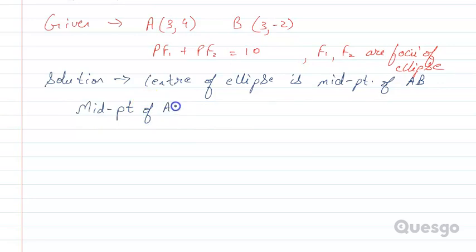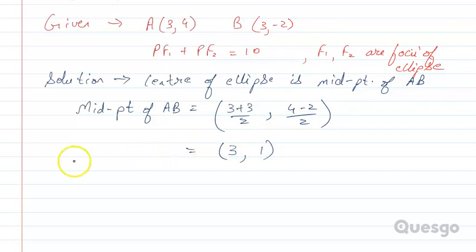so midpoint of AB equals (3 plus 3)/2 and (4 minus 2)/2, that is (x1 plus x2)/2 and (y1 plus y2)/2. So this equals 3 plus 3 is 6, by 2 is 3, then 4 minus 2 is 2, 2 by 2 is 1. So the center of ellipse is (3, 1).